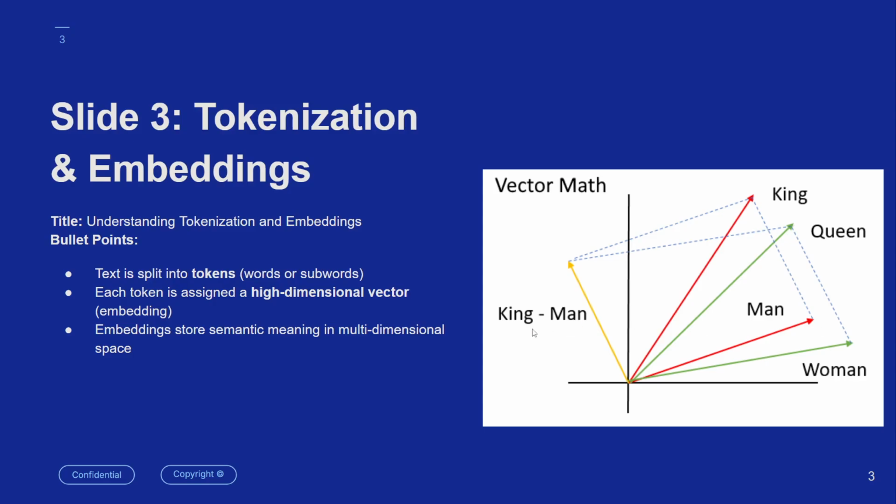An example would be: if you take king and man, and you replace man with woman, it would change from king to queen.